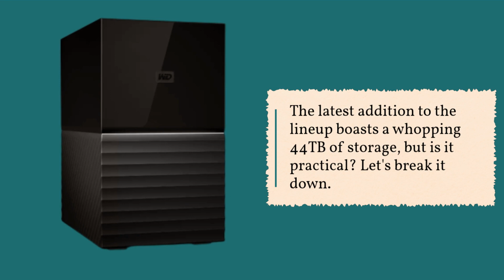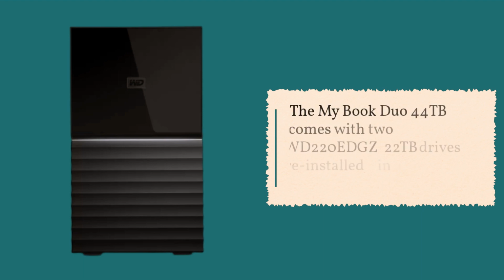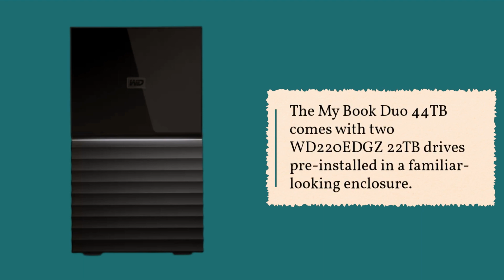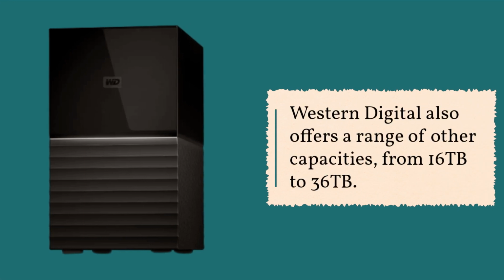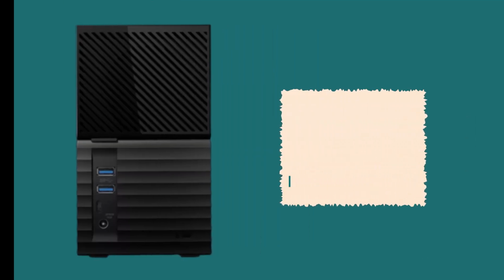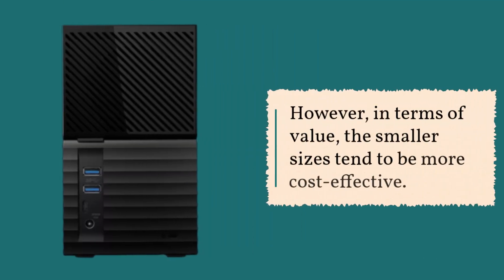Let's break it down. The MyBook Duo 44TB comes with two WD220EDGZ 22TB drives pre-installed in a familiar-looking enclosure. Western Digital also offers a range of other capacities, from 16TB to 36TB. However, in terms of value, the smaller sizes tend to be more cost-effective.